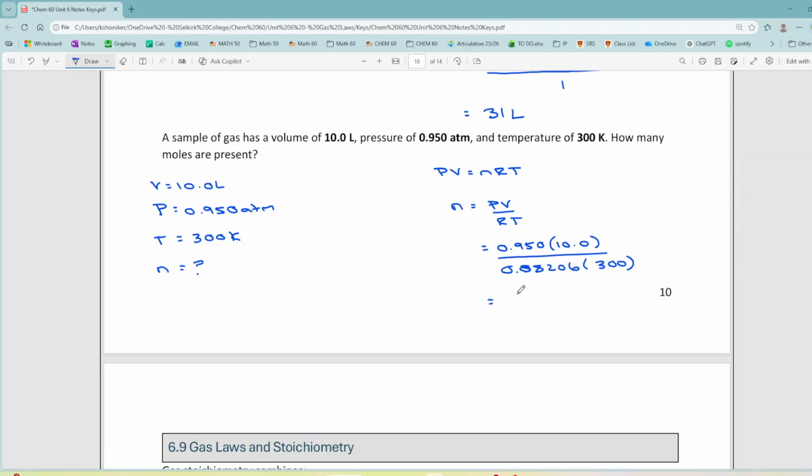And I get 0.95 times 10 divided by 0.08206 divided by 300. And that is going to give me 0.4 moles of my gas. All right, so hopefully that made sense. And then we will come back and start using this in some stoichiometry.